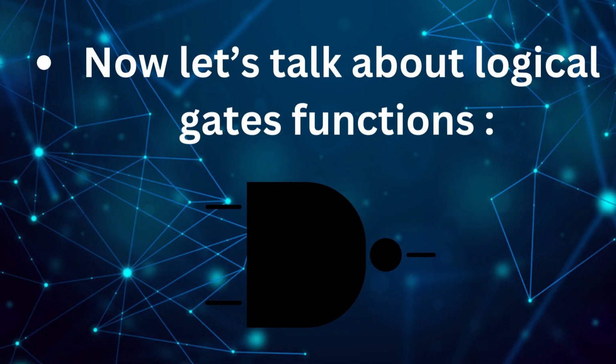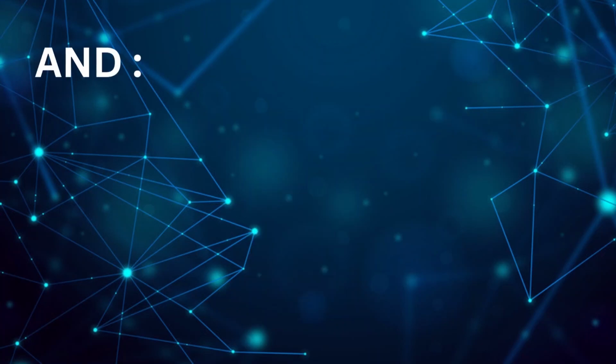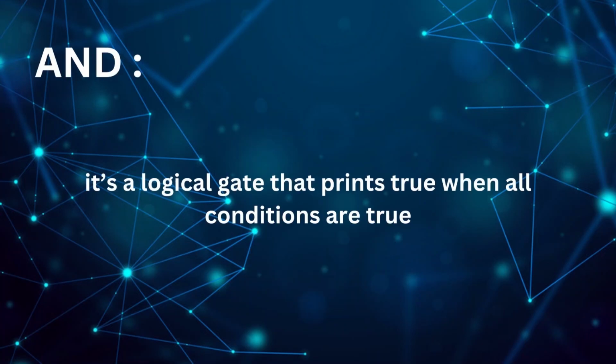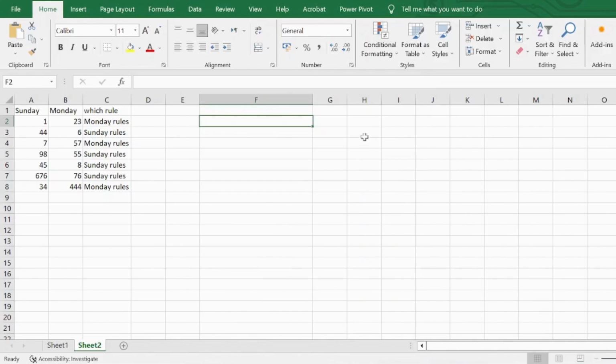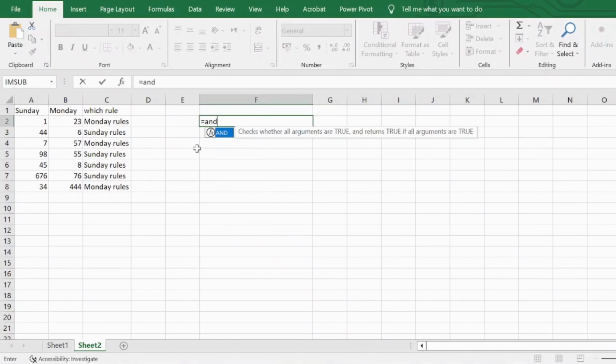Now let's talk about logical gates functions. Let's start with the AND gate. It's a logical gate that prints true when all conditions are true. Let's try to do it in Excel. Let's check if these 2 hours have sales or not by checking if their values are greater than 0 or not. So equal AND. Open parenthesis. The logical condition 1 which is A2 greater than 0. And logical condition 2 which is B2 greater than 0.